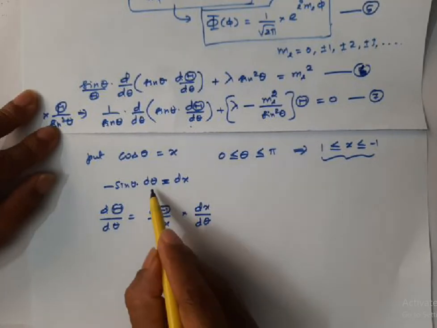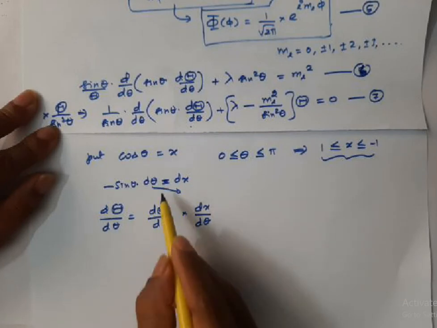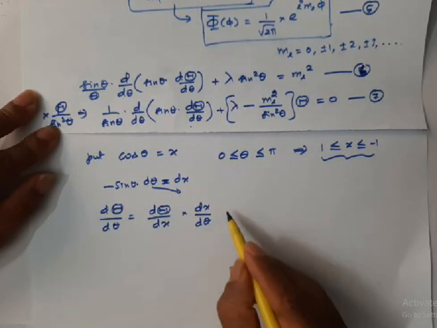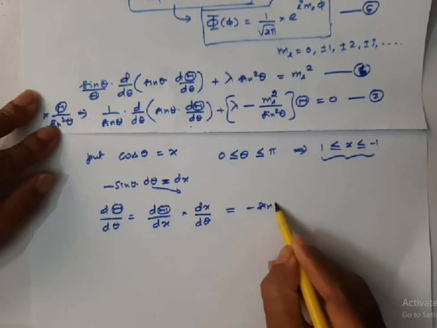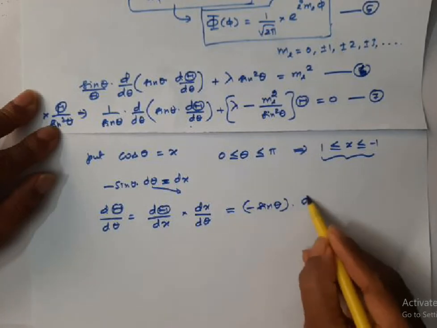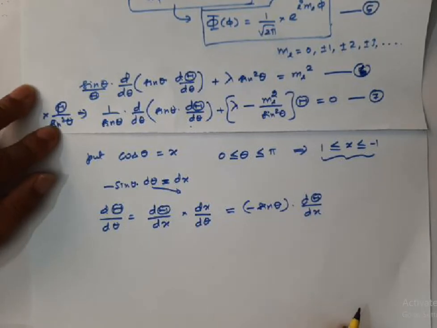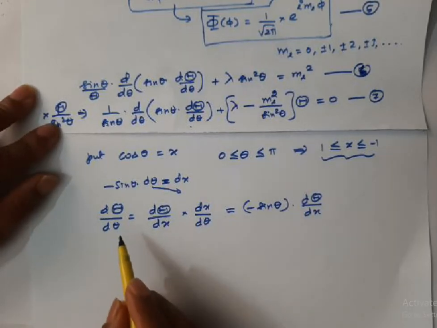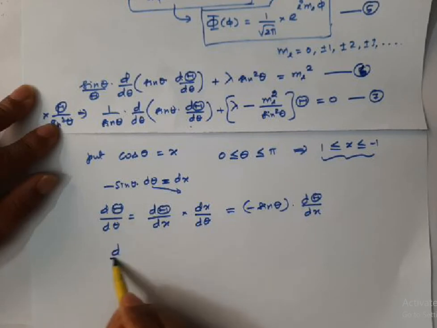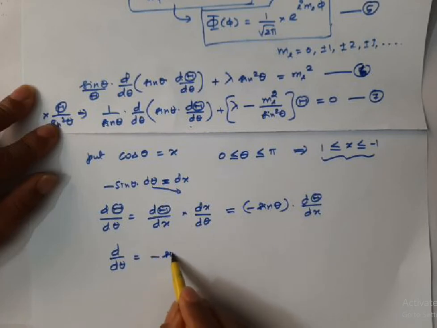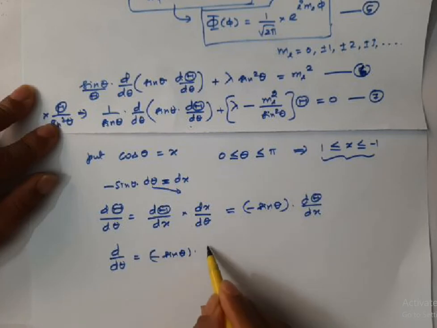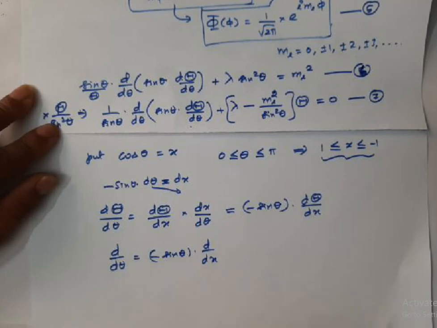Okay, what is dx by d theta? So dx by d theta equals minus sin theta. So this can be written as minus sin theta into differential of big theta by dx. And if I remove this big theta, you can write d by d theta is nothing but equal to minus sin theta into d by dx.